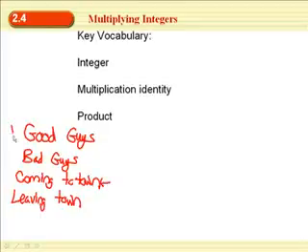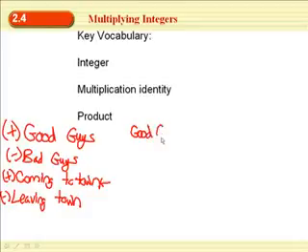Now, good guys is a positive thing for our town. Bad guys is a negative thing. Coming to town is a positive thing. You want people to come to your town, spend money, move there, be happy. Leaving town in general is a negative thing, because if people leave, they take their money, and then there's nobody there, and it just kind of leaves a ghost town. So if we start to combine these things together, we end up with the rules for multiplying.